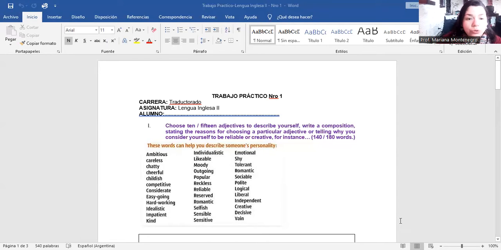Here, you have to choose between, among, sorry, 10 or 15 adjectives to describe yourself. And you have to write a composition stating the reasons for choosing a particular adjective or telling why you consider yourself to be reliable or creative or selfish, perhaps. And that would be a good way to express yourself and to tell me a little bit about you. So, in that way, I will also be able to know you better.